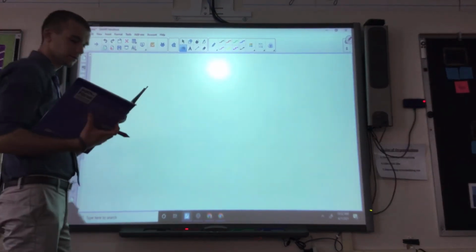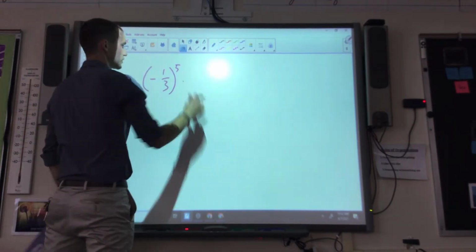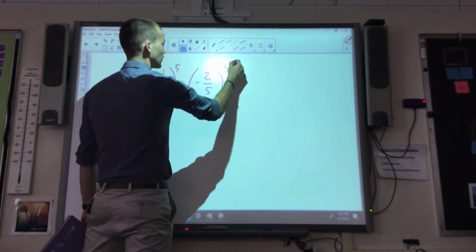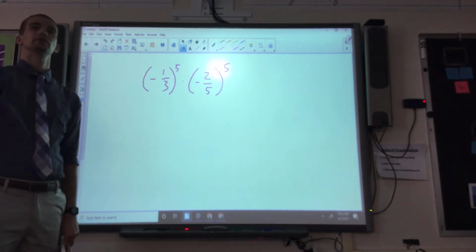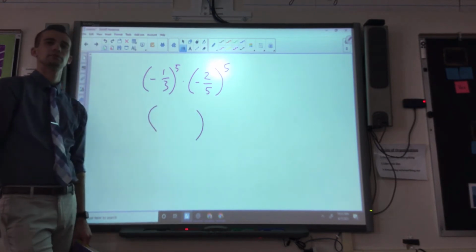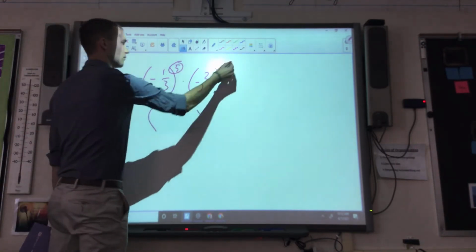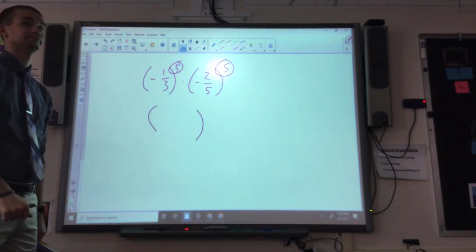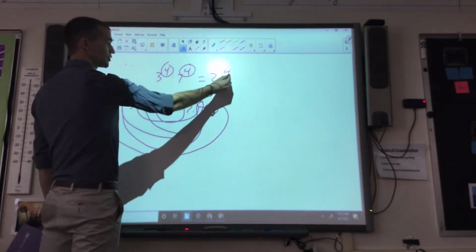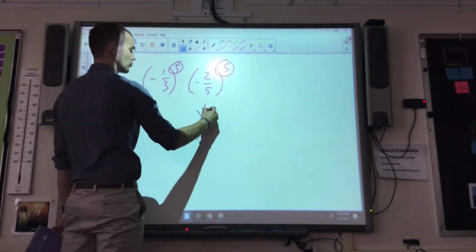What about if I've got negative 1/3 to the fifth times negative 2/5 to the fifth? What can I do? Automatically, I don't even need to look at stuff. I can already say that the exponent to my final answer is going to be, nope. Remember what we just did for the last one? If this is the same exponent, then you keep the exponent and you multiply the bases. So yeah, the exponent is going to be 5.